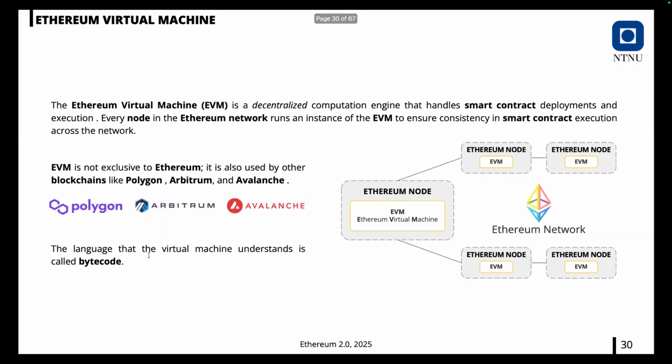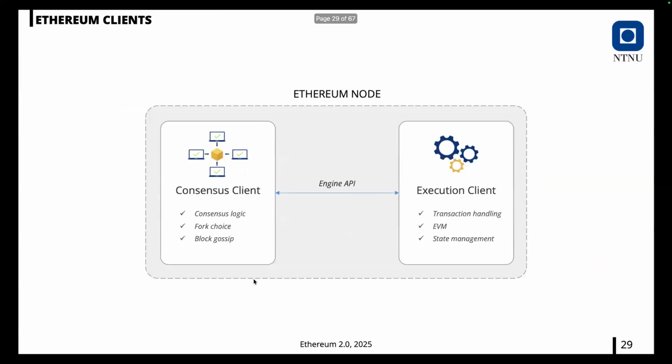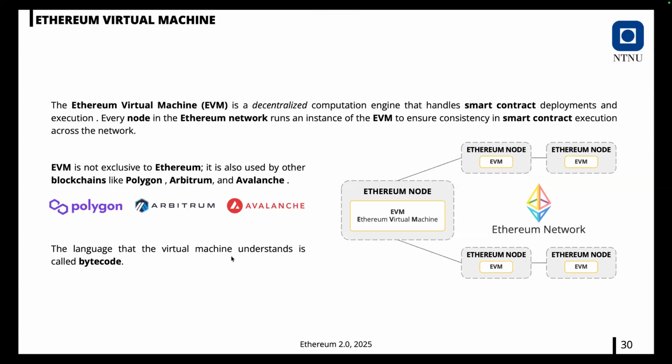Again, we have these two clients. We have the execution client, and then we have the consensus logic. So they are separated. It used to be a single client. Now it's separated into two clients. So the architecture is a little bit more complicated than with Bitcoin.